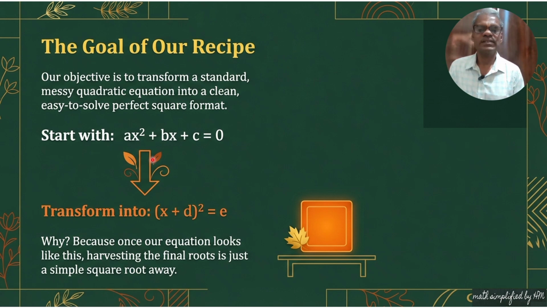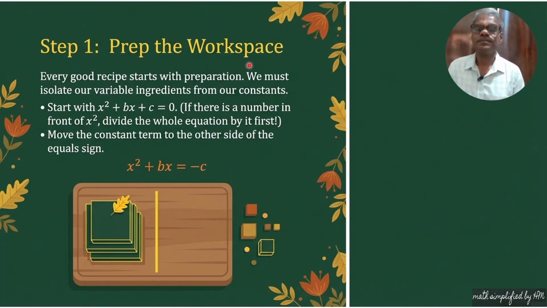Start with x square plus bx plus c is equal to 0. We have to transform it into (x plus d) bracket square is equal to e. Why? Because once our equation looks like this, harvesting the final roots is just a simple square root away. Prepare the workspace.